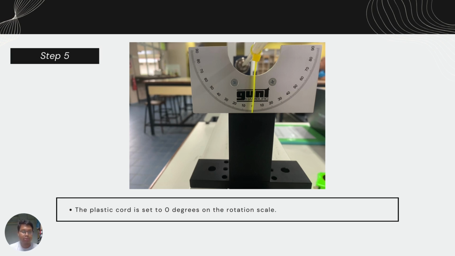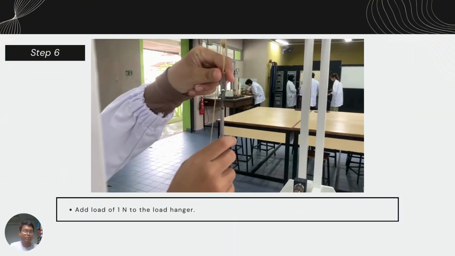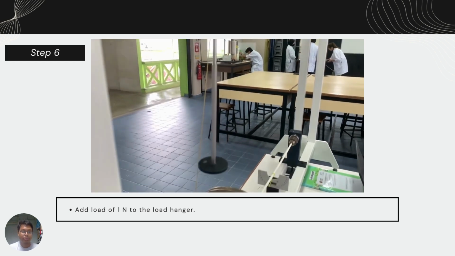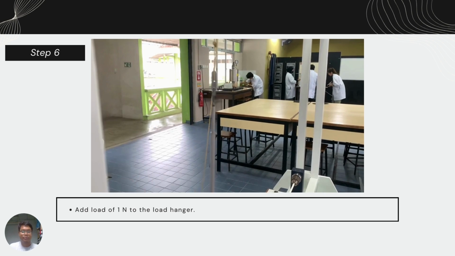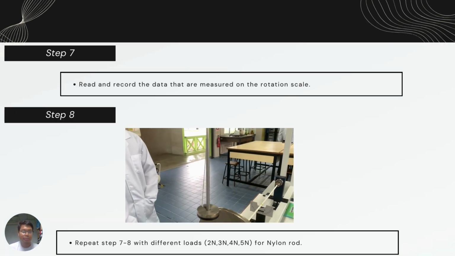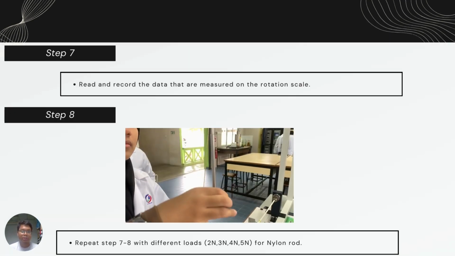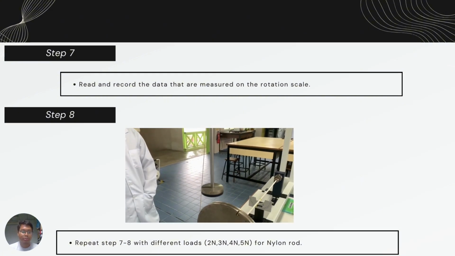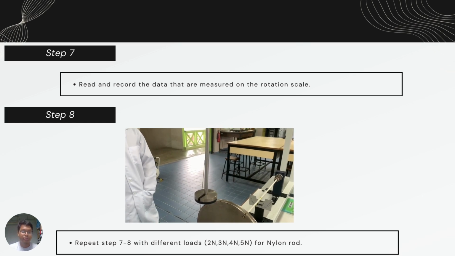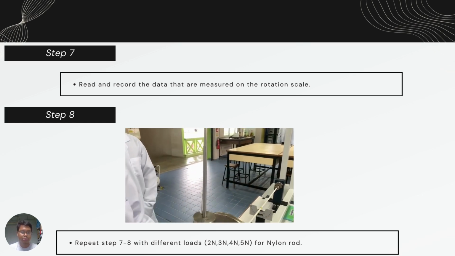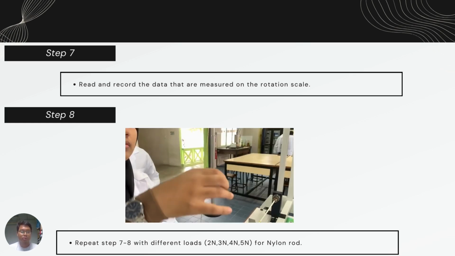Step 5 is that the plastic cord on the rod will be set to 0 degrees on the rotation scale. Step 6 is to add a load of 1 Newton to the load hanger. For step 7, read and record the data measured on the rotation scale. Step 8 is to repeat step 7 with different loads: 2 Newton, 3 Newton, 4 Newton, and 5 Newton, for the nylon rod only.